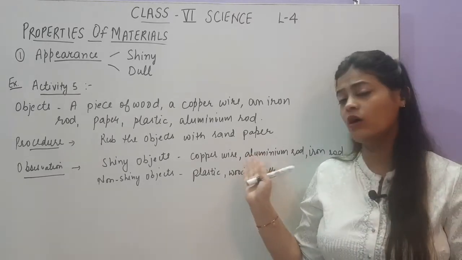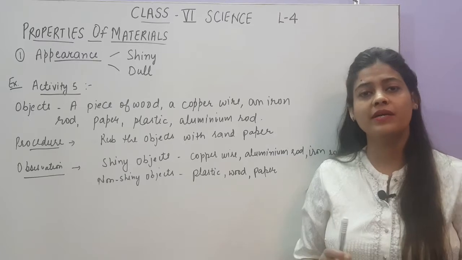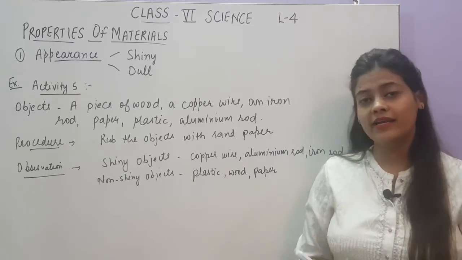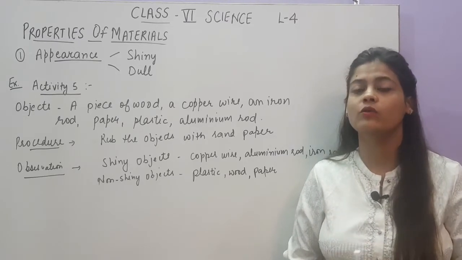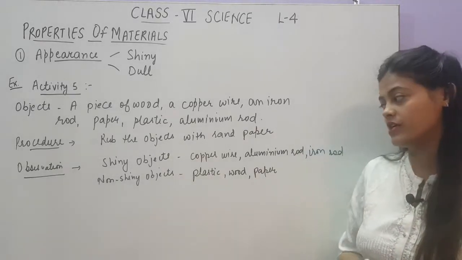You can take anything out of these, like an iron rod, you will find it in everyone's house. You just have to rub it with the sandpaper and then you will see the shiny look of the iron rod. Next is non-shiny objects.